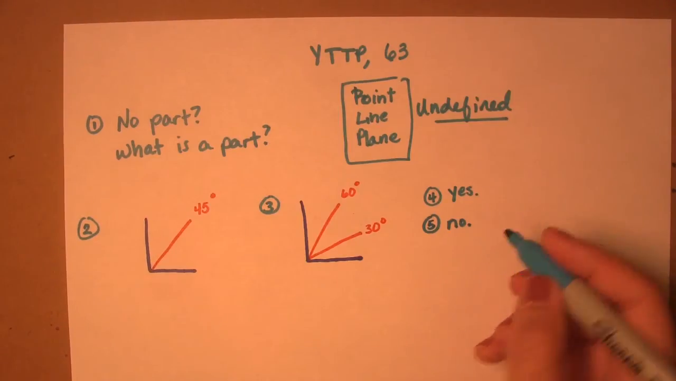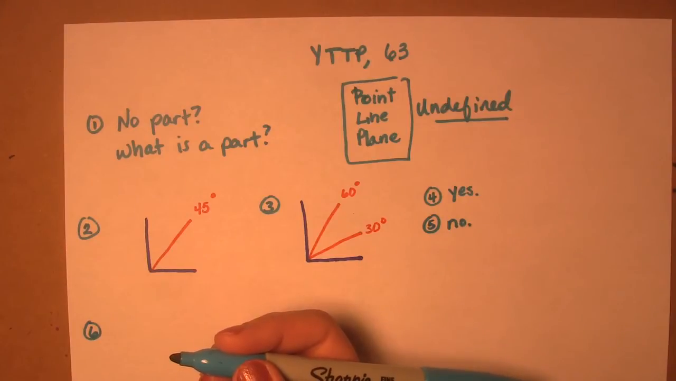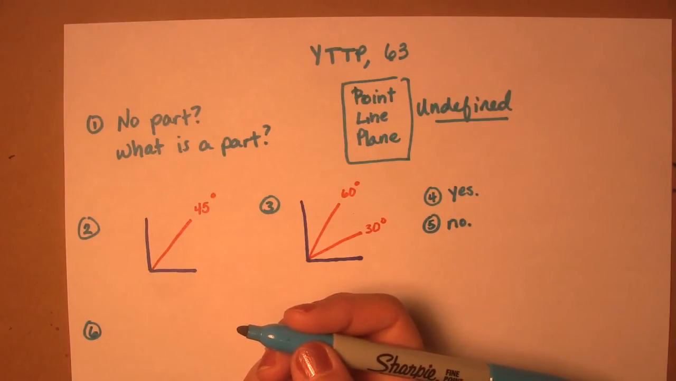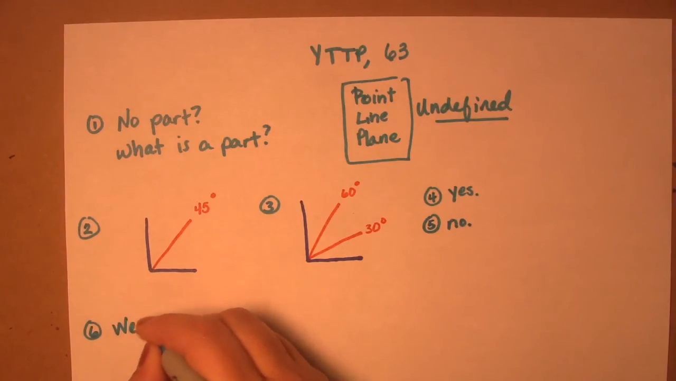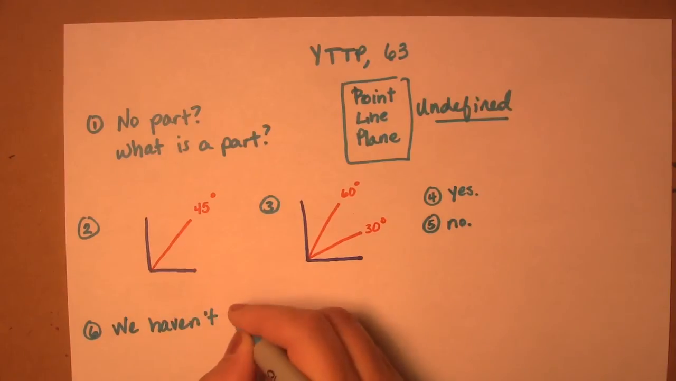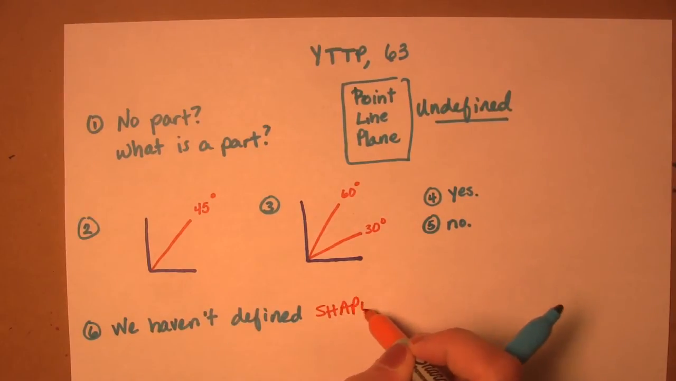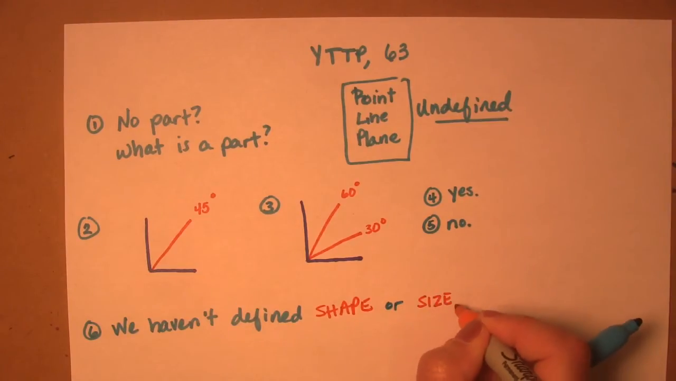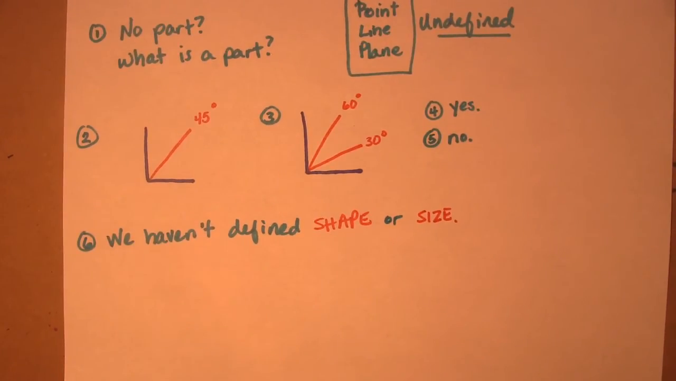Okay, so number 6 says, let's talk about congruent angles and, or congruent anything. Could be angles, could be triangles, could be whatever. They say 2 triangles are congruent if they have the same shape and size. What's wrong with that definition is we haven't defined shape or size. And remember, we're not allowed to use things in our definitions that haven't already been defined. So no fair doing that.